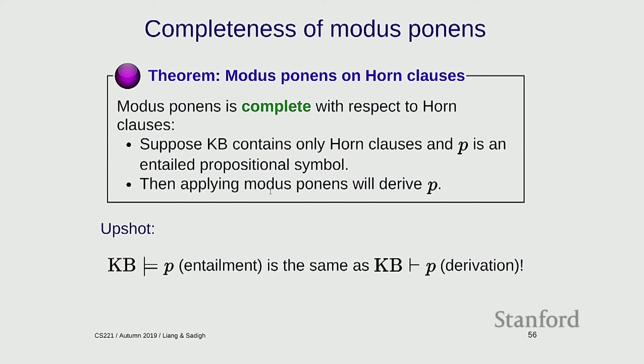Here's the claim: modus ponens is complete with respect to Horn clauses for propositional logic. In other words, suppose the knowledge base contains only Horn clauses and P is some entailed propositional symbol. By entailed, I mean that the KB actually entails P semantically. Then applying modus ponens will derive P. This means the two relations are equivalent, and you can celebrate because you have both soundness and completeness.